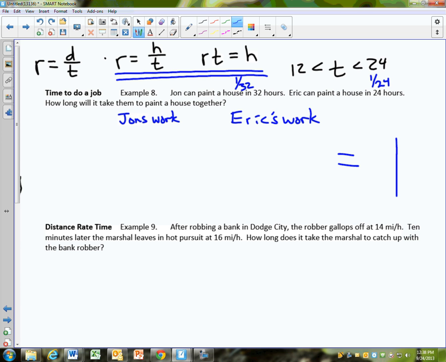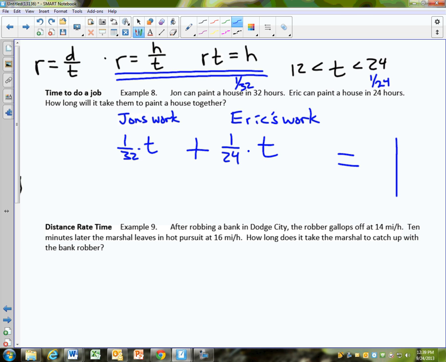So for John, the amount of work that he does is equal to his rate, which is 1 over 32, times how much time does it take him to paint this house? Right, we don't know. So we'll call it T for time, but X, you're exactly right. If you want to write X, that'll be fine. Plus Eric's work. What's Eric's rate? 1/24 times time. True or false?